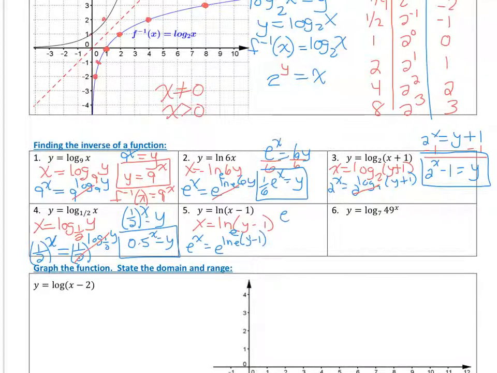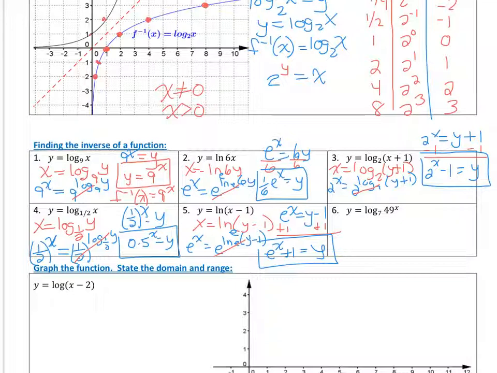I have e to the x equals, and this base e raised to the natural log undoes each other. Inverse operation, and I'm going to finally isolate y by adding 1 to each side, and I have y equals e to the x plus 1, and this would be my inverse function.